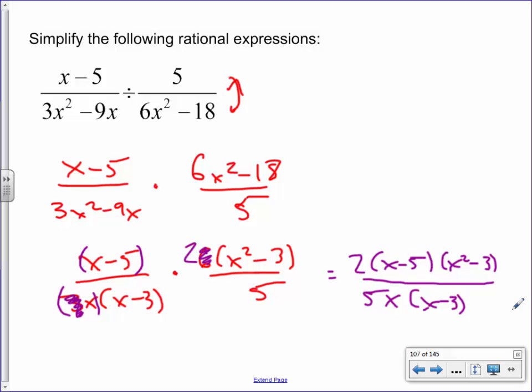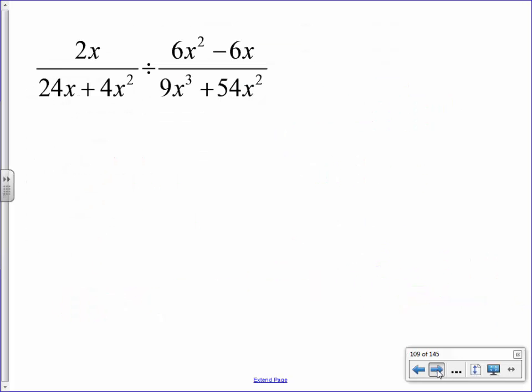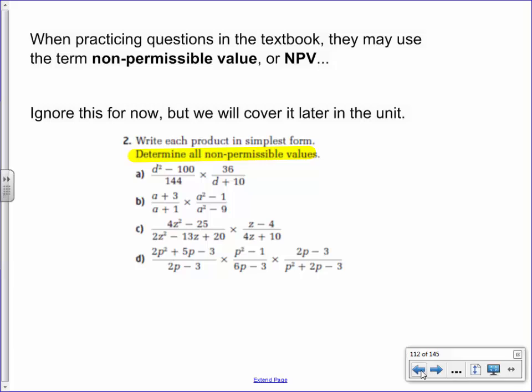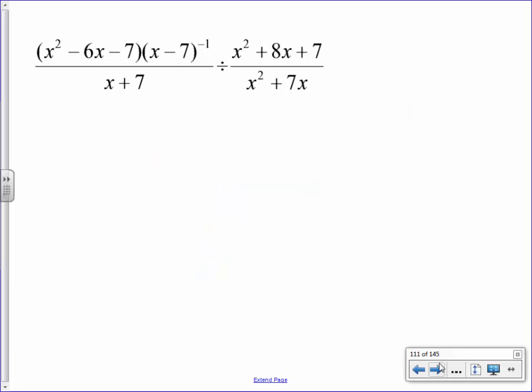Okay, those are the skills you need. Let's hop to a really hard question like this one here. Let's try to solve the last one I got. So I've shown you all the skills you need.